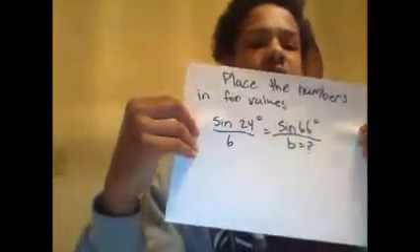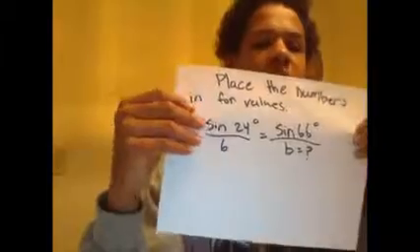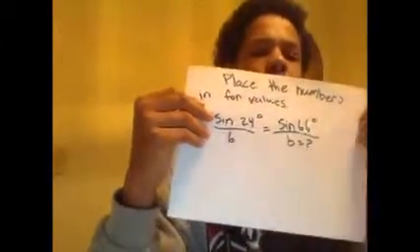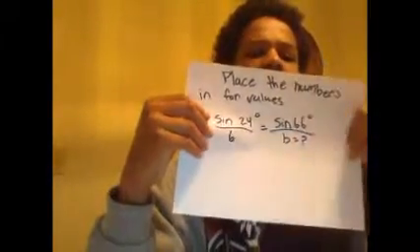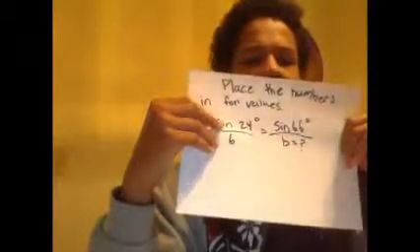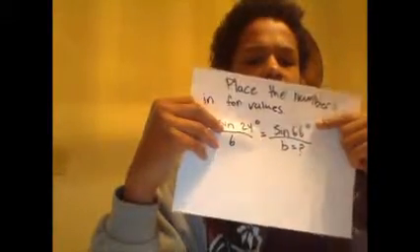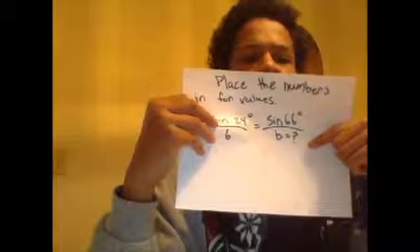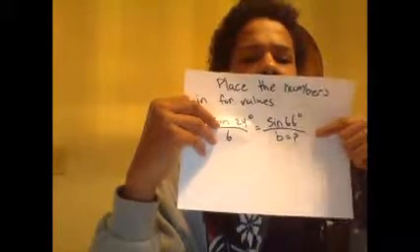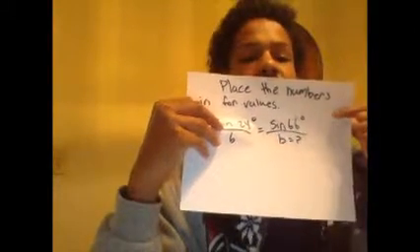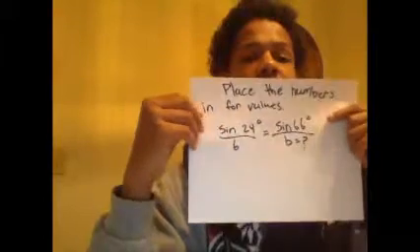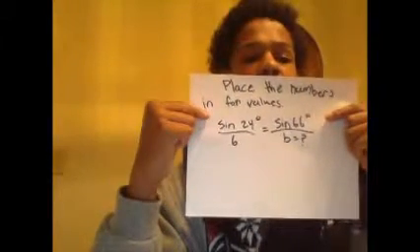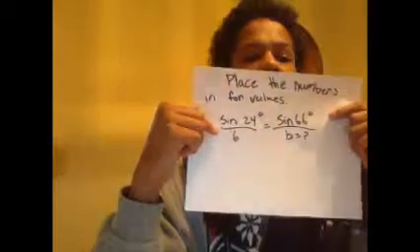So, as you can see, we have right here sine 24 over 6, and that is equal to sine 66 over B, side B. That's unknown. But we know that the angle is 66. We know that the angle is 24, and we know the side is 6.